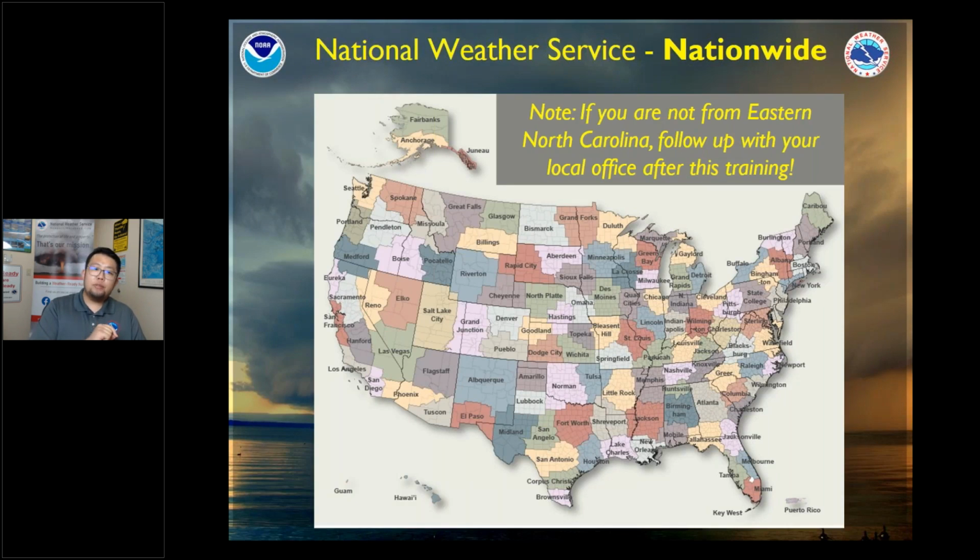And again, the National Weather Service, we are nationwide. We are a federal agency. We have over 90 some offices around the country. You can see this, every single color on the map is a different office. We call our little area right here in Eastern North Carolina our home, and we are surrounded by our friends at Wilmington, Raleigh, and Wakefield up in Virginia. So note, if you are not from Eastern North Carolina, go ahead and follow up with your local office at this training, get their contact information. I do have specific contact info for our office I will share with you in this presentation, but all the information here is still standard, still good to use no matter where you are.